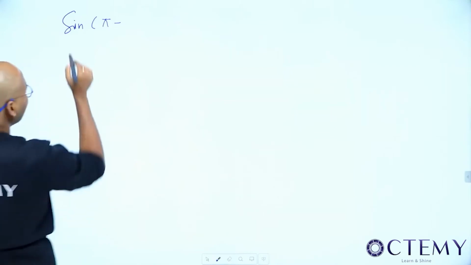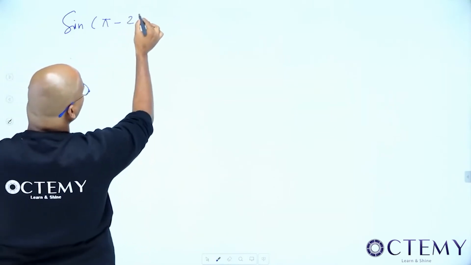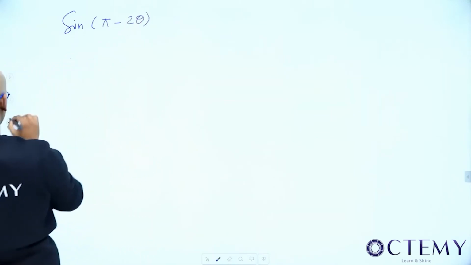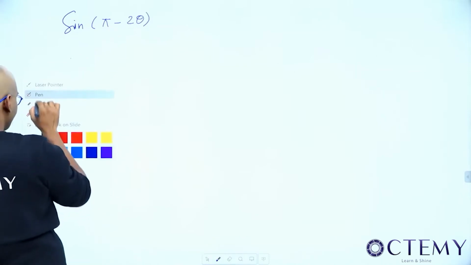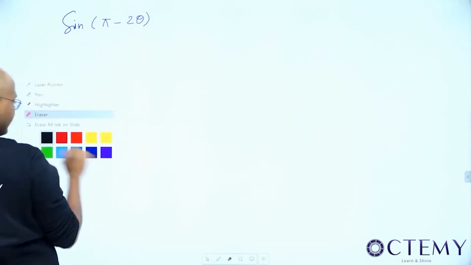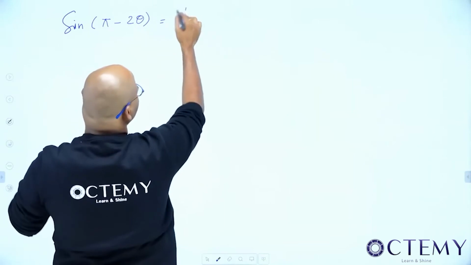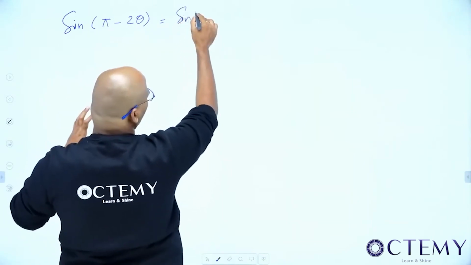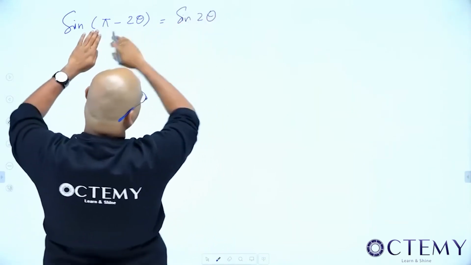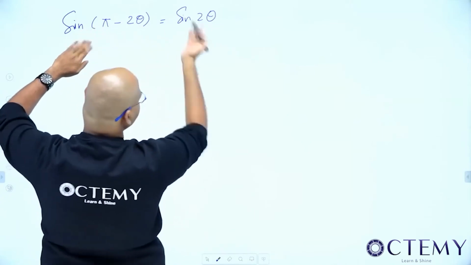Listen. Sine pi minus, I'll take 2 theta because I'm interested in 2 theta, not theta, right? So what is sine pi minus 2 theta? Sine pi minus theta is sine theta, so sine pi minus 2 theta is sine 2 theta.